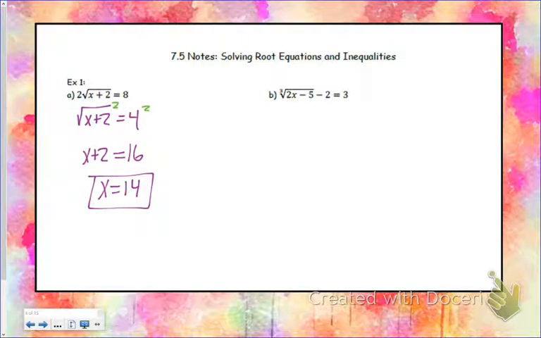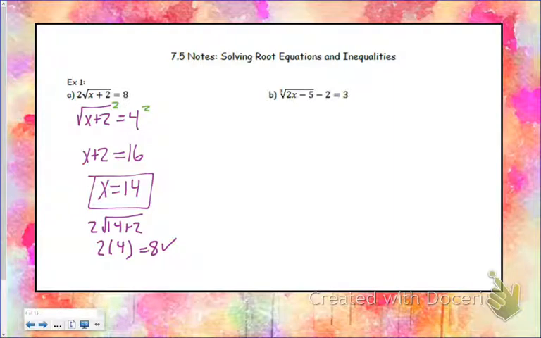Now, what's going to be very important for these radical problems is you always need to make sure you check your answer by plugging it back into the original, because some of these are going to give you extraneous solutions. All right, so if I take 14 and I plug that in, I would get 2 times the square root of 16, which is 2 times 4, which does give me 8. So that does work out. Okay, so it's very important in these that we always go back and check our answers.